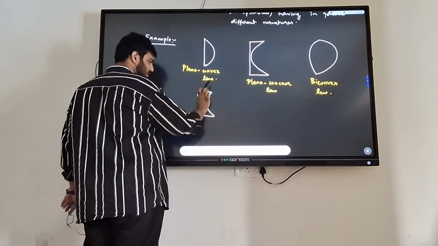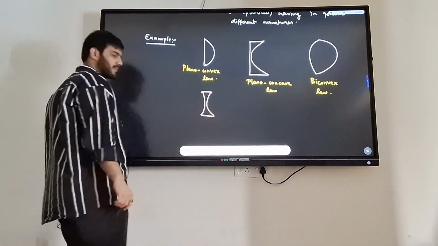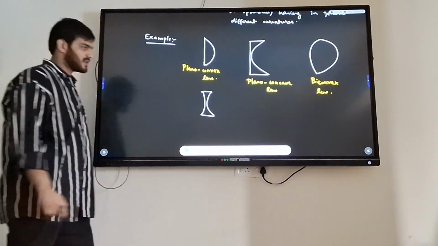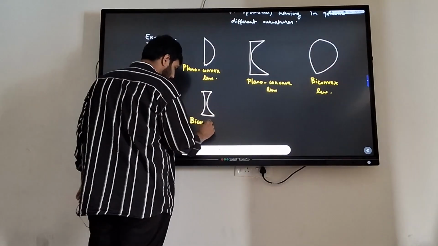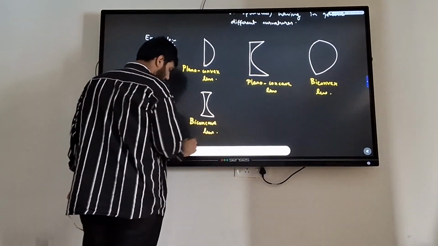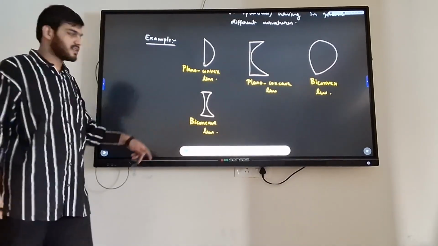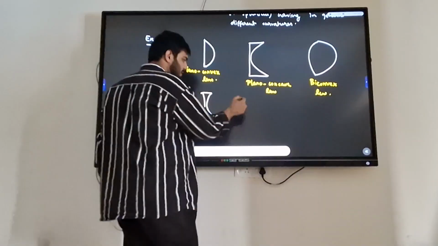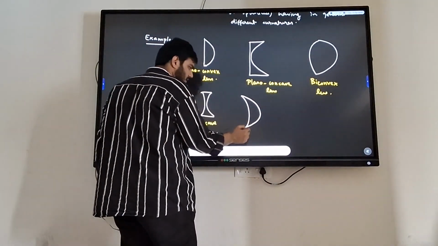It should not have the same. Is it okay? A biconcave lens. What if I have a lens like this? A combination of a concave and convex. Maybe I have something like this and like this.